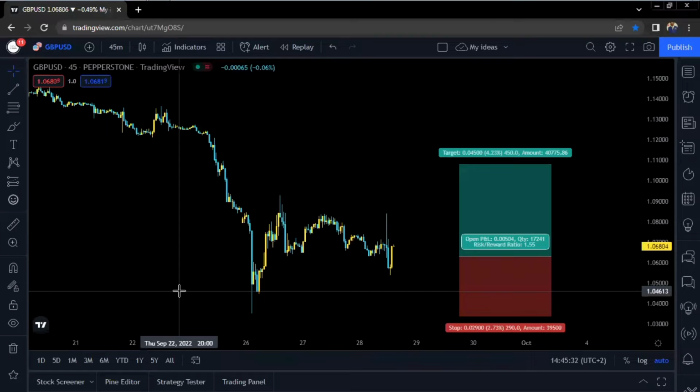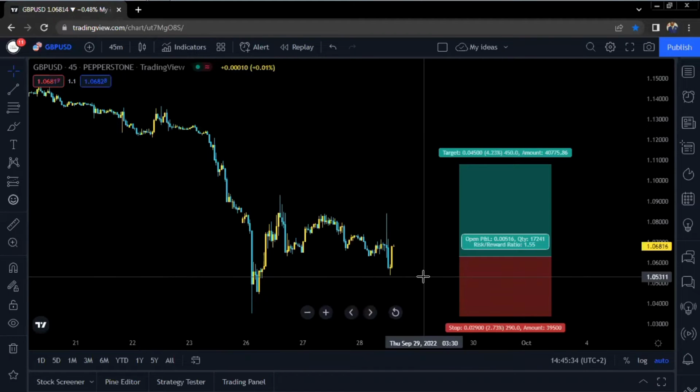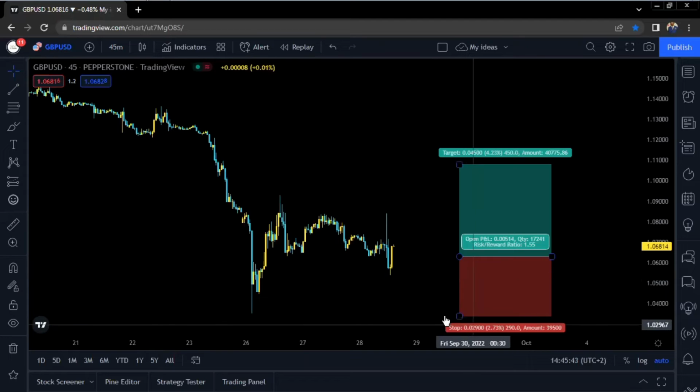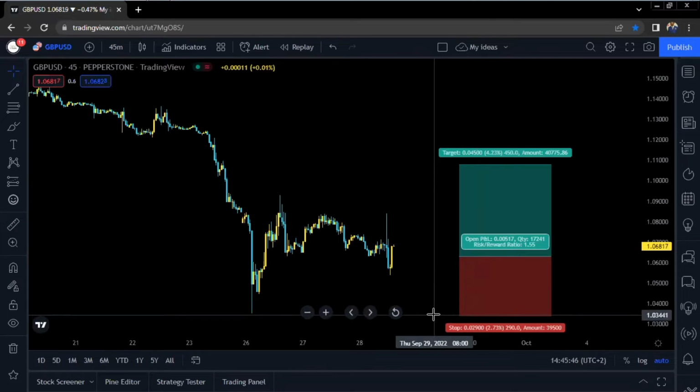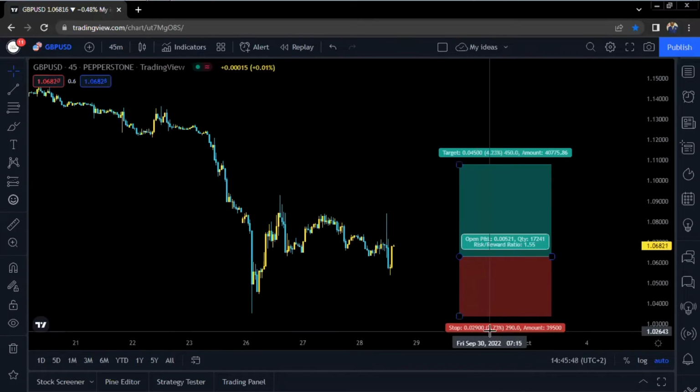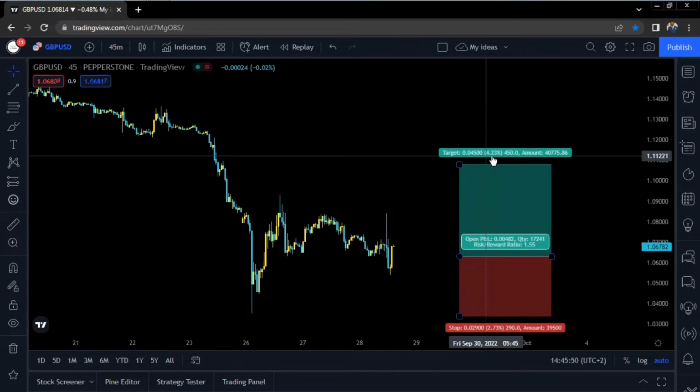Yeah, so that's what the numbers look like from my entry. I'm currently in profits of 50 pips. I've got a standard lot, so my account should be running with about $500 profit. My risk to the downside is 2.73%, and my reward is 4.23%.